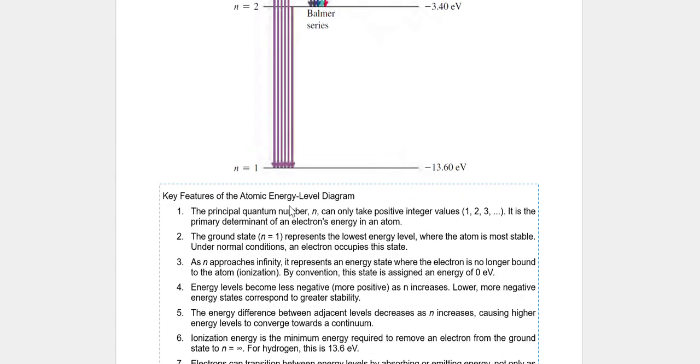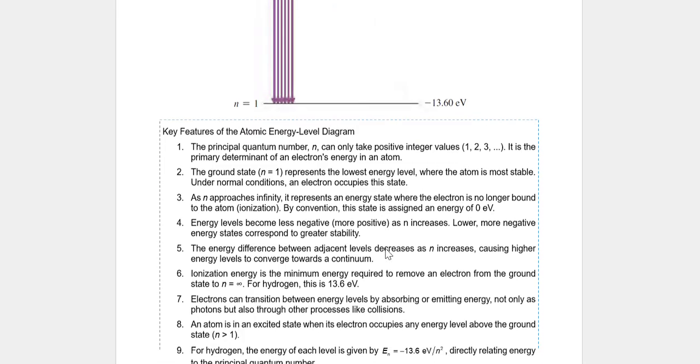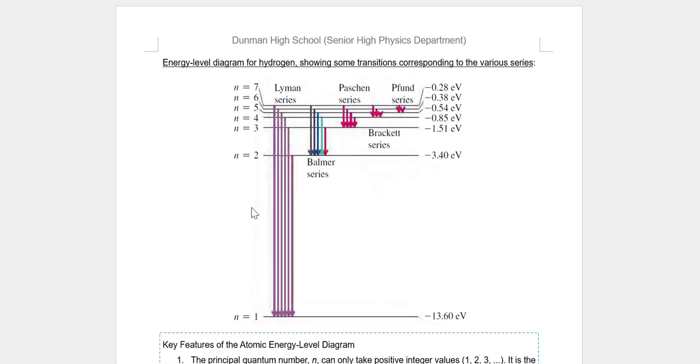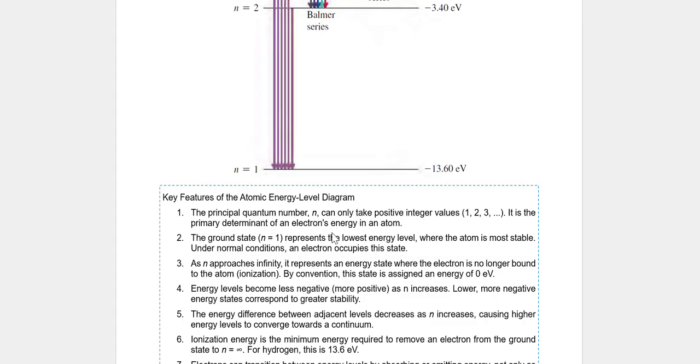You can only take n equal 1, 2, 3. All right, it must be an integer. Ground state is the lowest energy level, we talked about this. n approaches infinity means I'm no longer bound to the atom: ionization. So if I look at this atom, you must remember that these are negative because I set n equal infinity to be 0. That means for me to hit n equal infinity, I need 13.6 eV. So the electron here must receive 13.6 eV to hit n equal infinity, which means I'm no longer bound to the atom. And therefore that's called ionization.